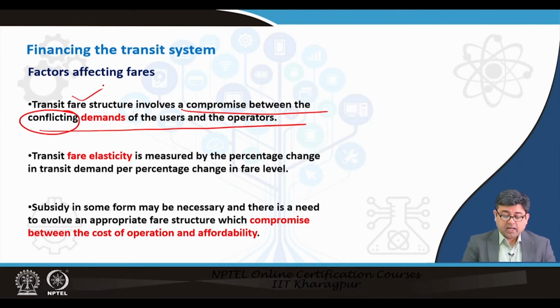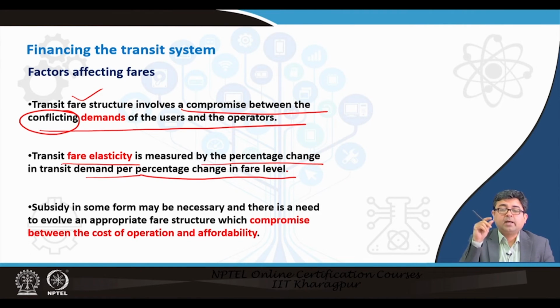optimal level. What is often calculated is called transit fare elasticity. It is measured by the percentage change in transit demand per percentage change in fare level. So, you kind of measure how sensitive your fares are, right. If you increase the fare by 5%, would the ridership change by 5%? Would it go up? Would it go down? Or would it change by 4% or only 2.5%, or would it change by 6%, 7%? So, how elastic is your fare? Is your fare fairly elastic or is it inelastic?